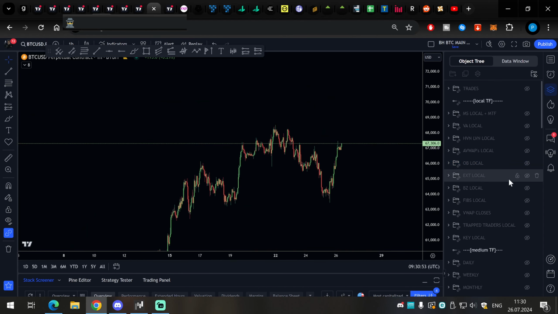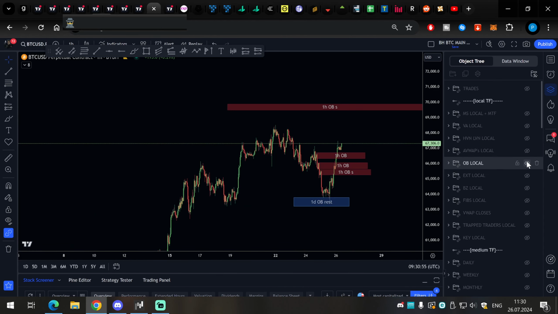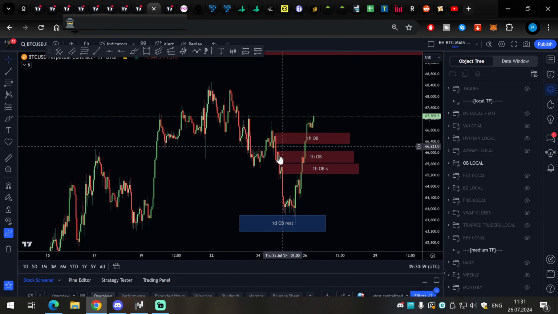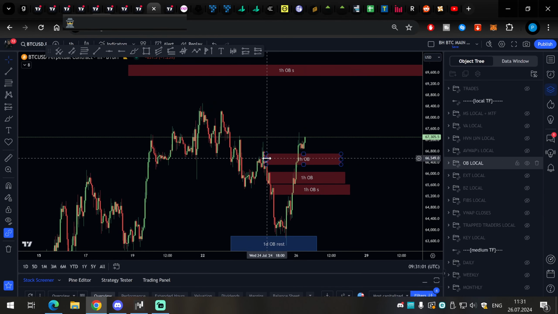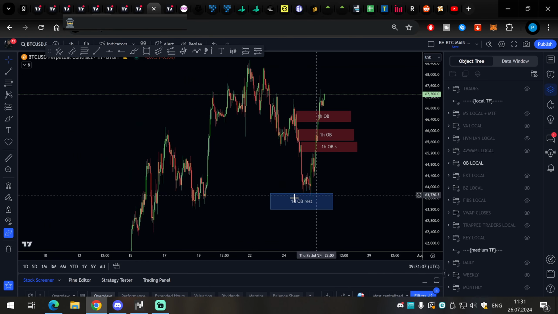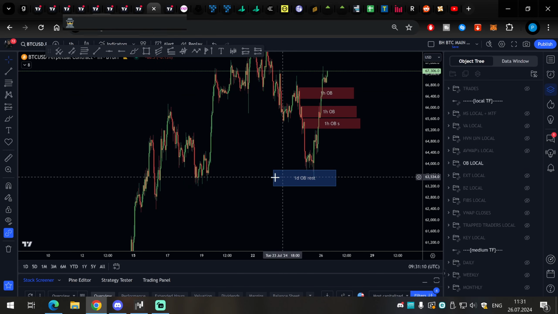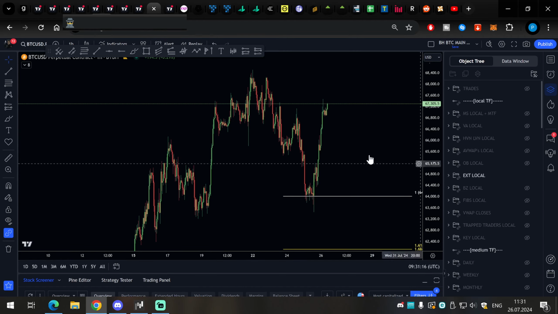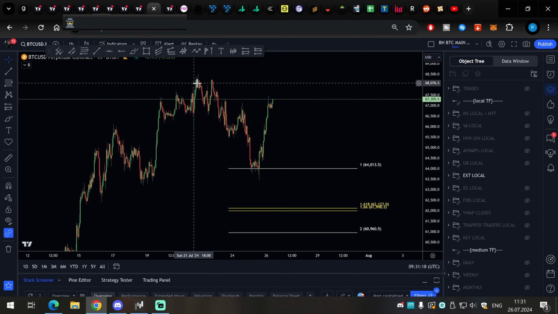Order blocks. Some order blocks were traded already. These were not pivotal order blocks. Pivotal order blocks are always at the range extremes. But here we had the pivotal one-day order block, which was crafted out of this previous range, which helped us stabilize. Extension targets. The first extension target was reached.